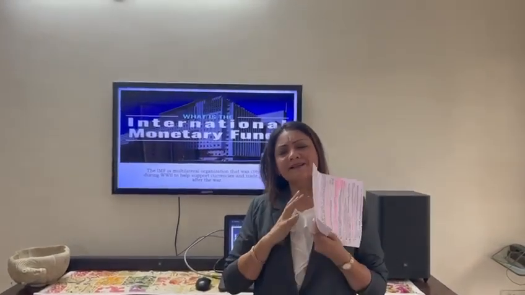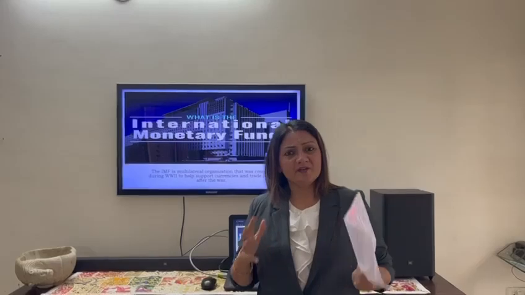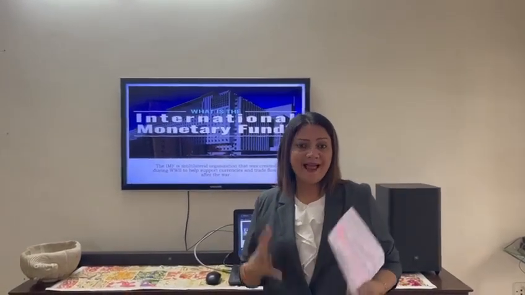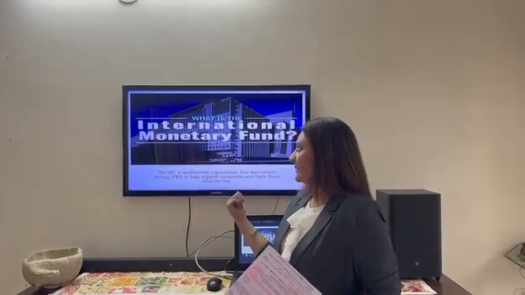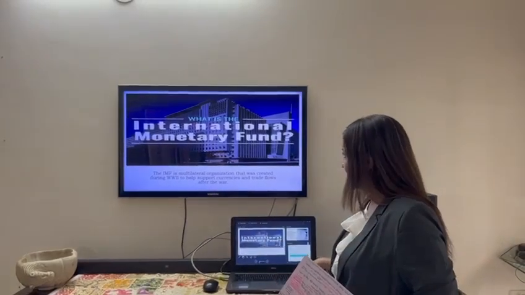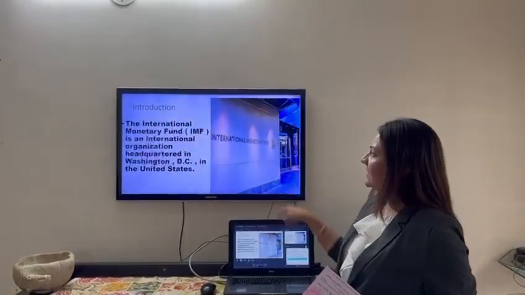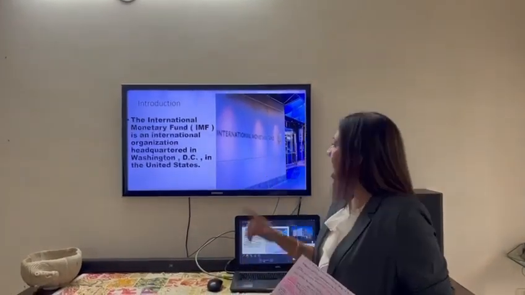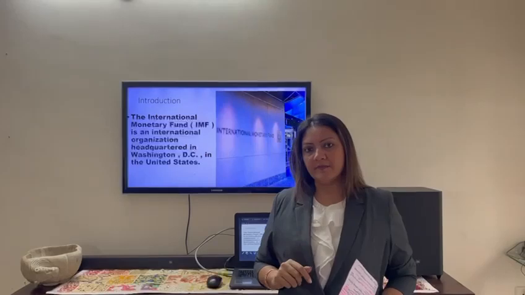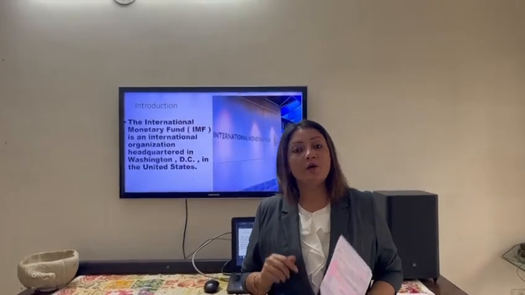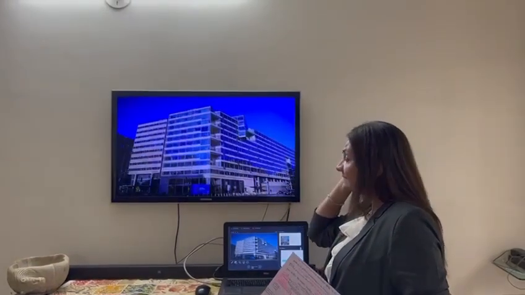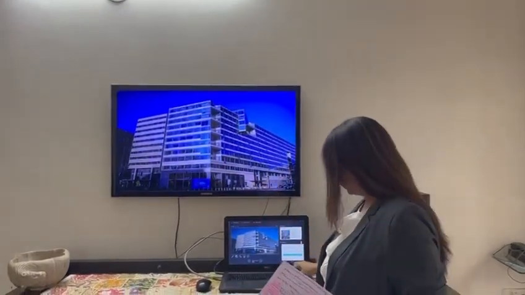War had disturbed the entire economy of the world. A lot of malpractices in trade were going on, systems had failed, and the factors of production like land, labor, capital, and enterprise were disturbed. To stabilize this, IMF came into play. Let us see how. IMF is an international organization headquartered in Washington DC in the United States. The MD of IMF is Kristalina Georgieva and the official language of IMF is English. Moving on, this is the building of IMF currently.